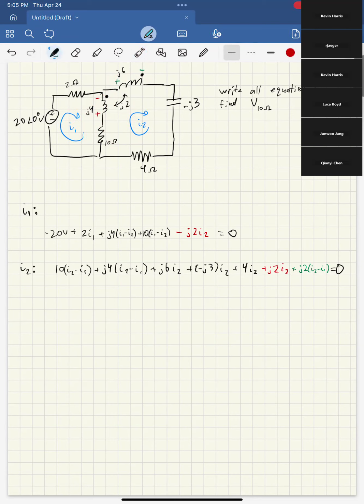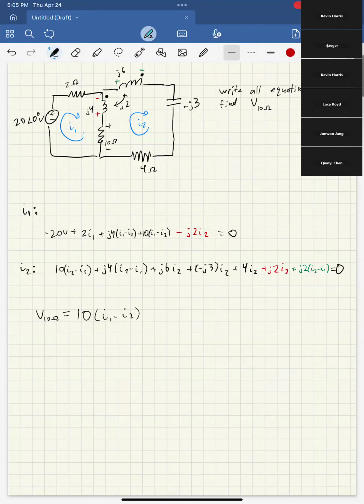However, it said write all the equations necessary to find V 10 ohms. And so the voltage on this 10 ohm resistor is going to be just 10 times the current. And the current, you can either pick I1 minus I2 or I2 minus I1, it's the same. If they were to define a direction like plus minus for V 10 ohm, then you would have to pick whichever one makes it agree with that. But if they don't specify, if you write this or you write this, it'll have the same magnitude. It'll just be minus or positive or whatever.